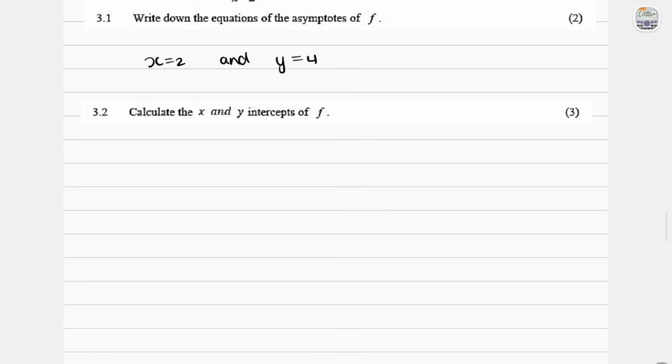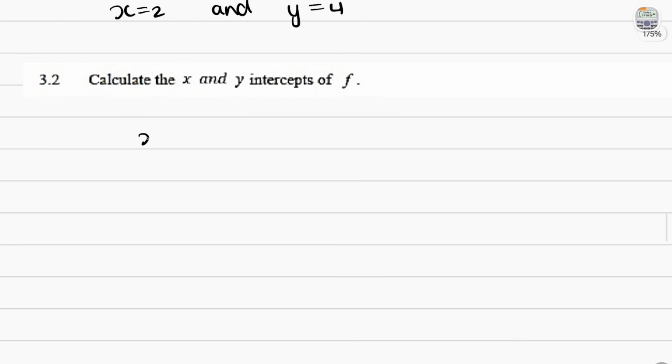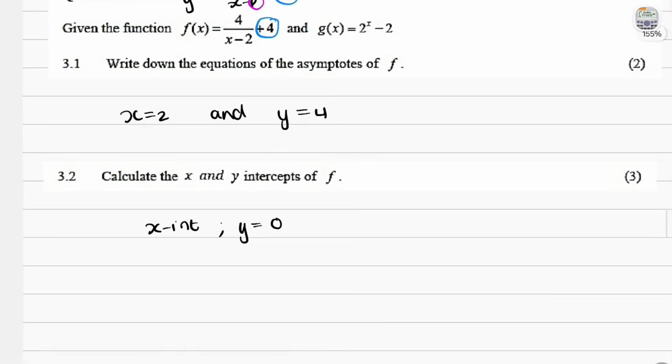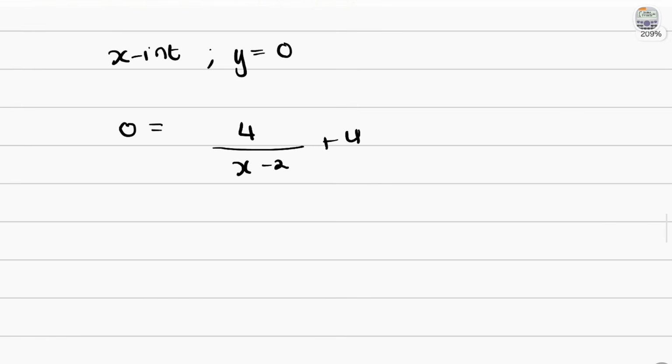Question 3.2 says, calculate the x and y-intercept of f. To find the x-intercept, you just simply make y equal to 0. So let's go ahead and take f and make y equal to 0. Remember that f of x stands for y, so in place of f of x, we say 0 equals 4 over x minus 2 plus 4. And let's go ahead and solve for x.